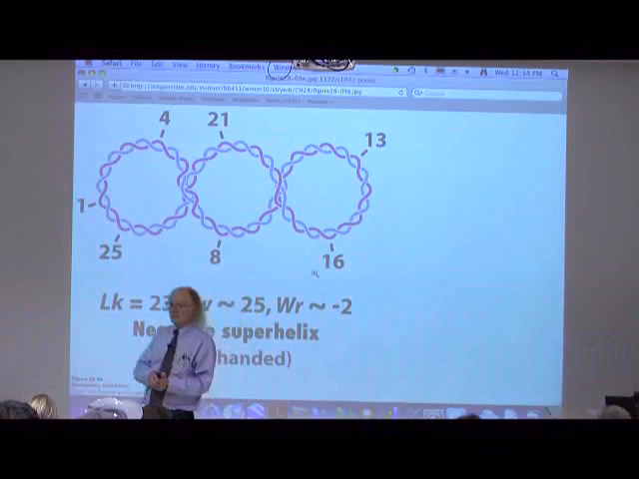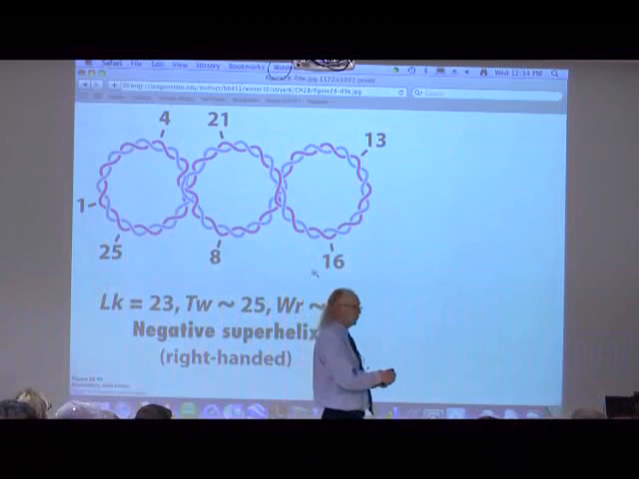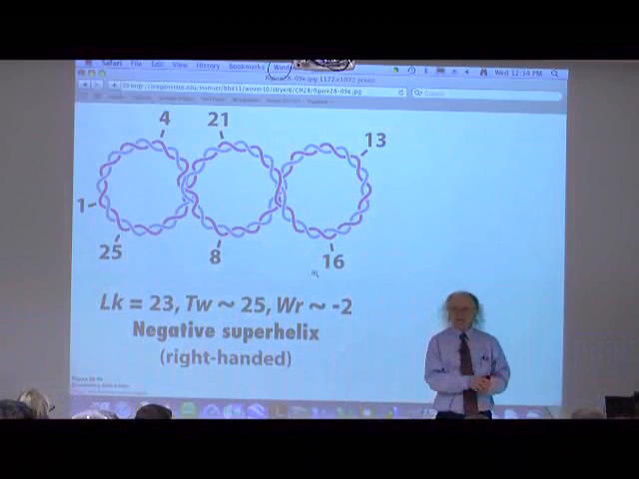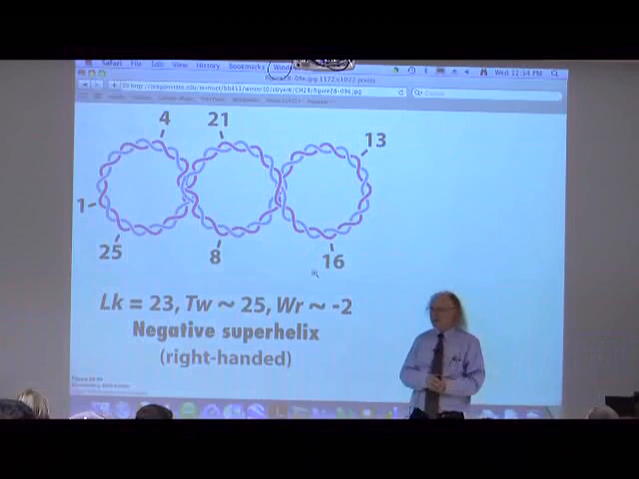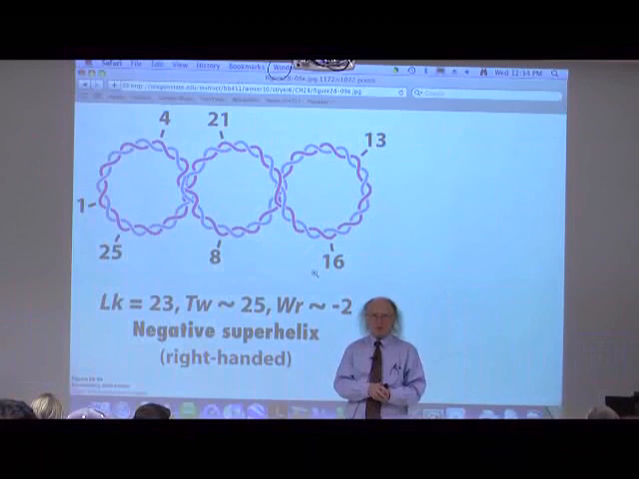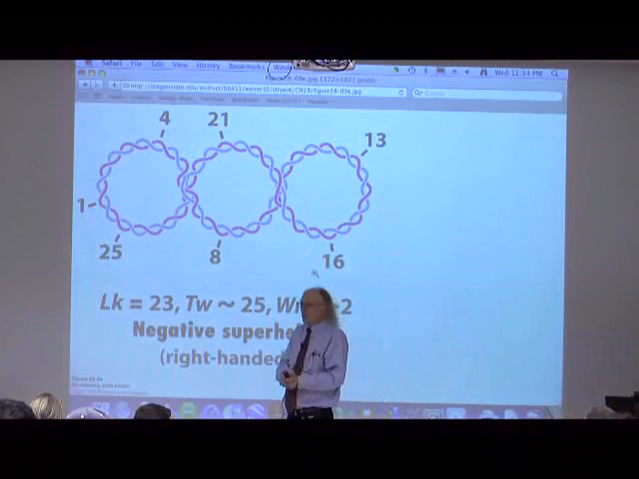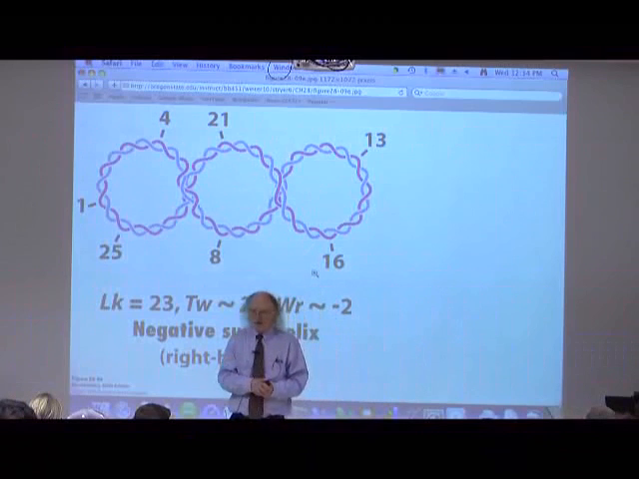It's got too many base pairs per turn, which suggests it has not enough turns. I have unwound it, right? Not enough turns. So I have unwound it, because if I've reduced the number of turns, I have unwound it. If I have unwound it, what do I need to do to get the thing to be more relaxed? I've got to put more turns into it.